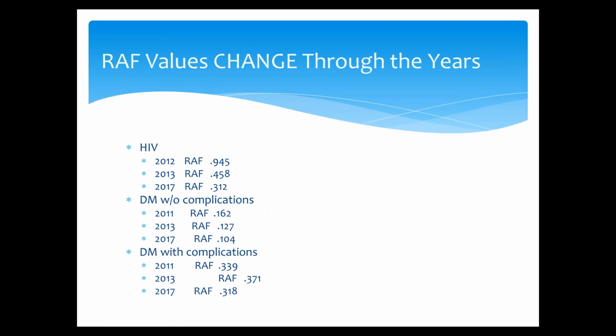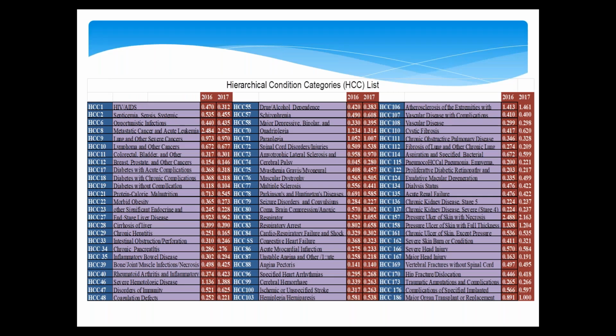So what happens when the average risk score goes up? That means overall some of the risk scores have to be adjusted, especially as disease prevalence increases. So for example, diabetes without complications, 2011 was 0.162, now it's 0.104. With complications, 0.339, now it's 0.318, and you can see HIV dropped from 0.945 to 0.312. And that's what happens as we code better or the patients get more sick. Again, they have to adjust it so it comes back to that average risk score of 1.